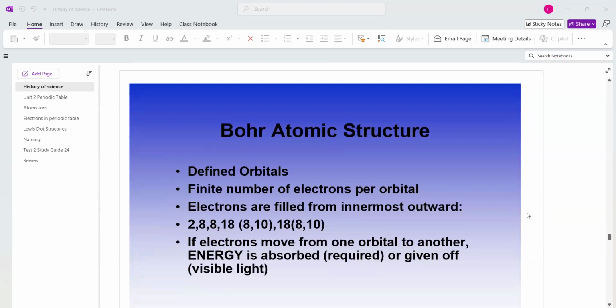Now, Bohr came along, also got a Nobel Prize. He was going, there's got to be some organization for these electrons. They just aren't running around on their own. There's got to be some organization. So he proposed, with a ton of fancy math, that electrons are restricted to certain paths.